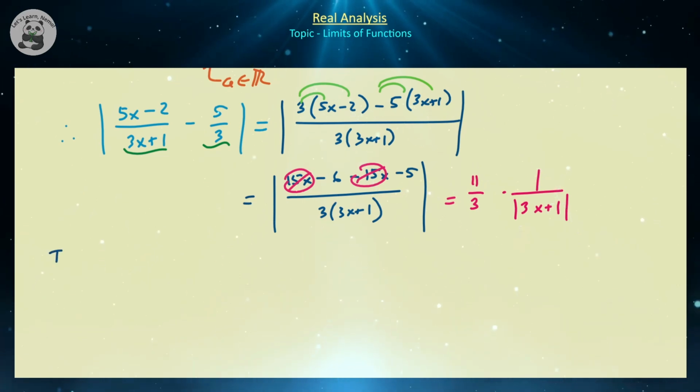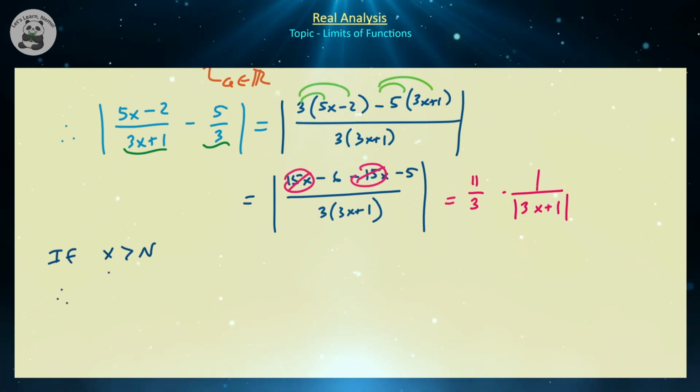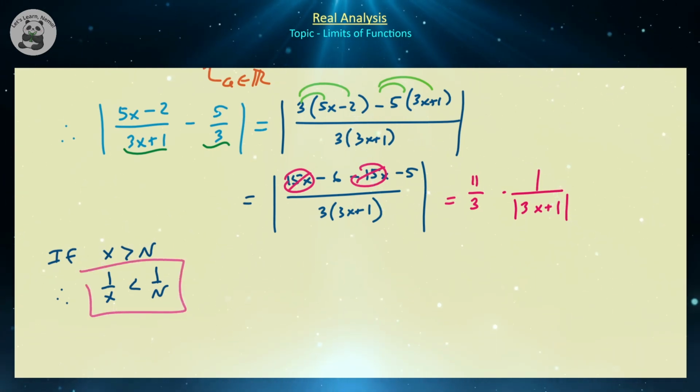So if x is bigger than capital M, because that's part of our definition that we need to instantiate, then we have that 1 over x will be less than 1 over capital M. So this trick should sound familiar from our proofs for sequences of limits. So that means that this must be strictly less than 11/3 times 1 over 3n plus 1.